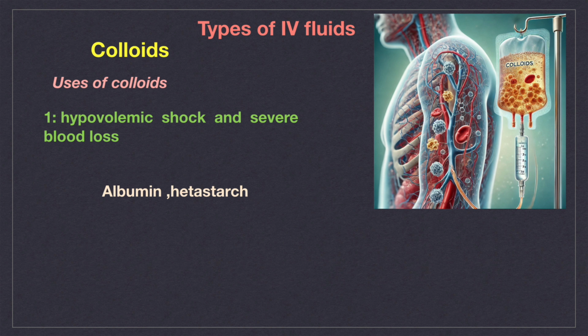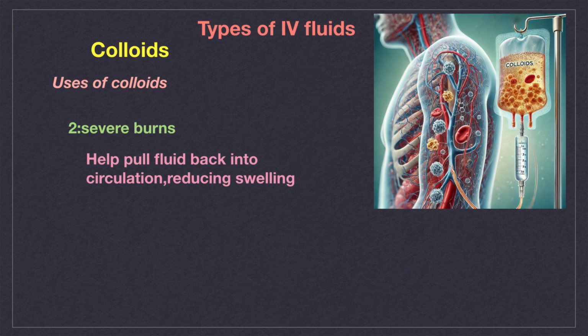Colloids such as albumin and hetastarch help restore blood volume in cases of massive hemorrhage, trauma, or surgery when rapid volume expansion is needed. In severe burn patients, fluid shifts from the bloodstream to the tissues due to capillary damage. Colloids like albumin help pull the fluid back into the circulation and thus reduce edema.